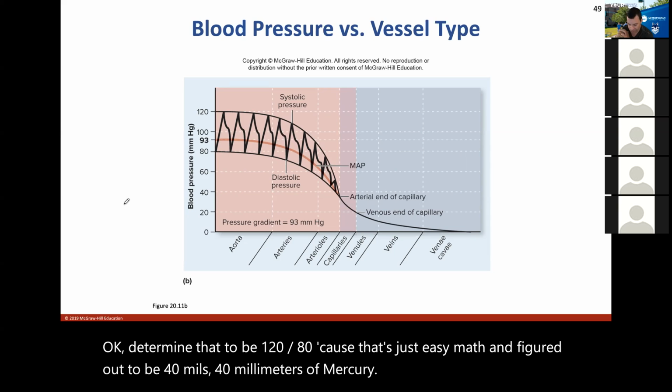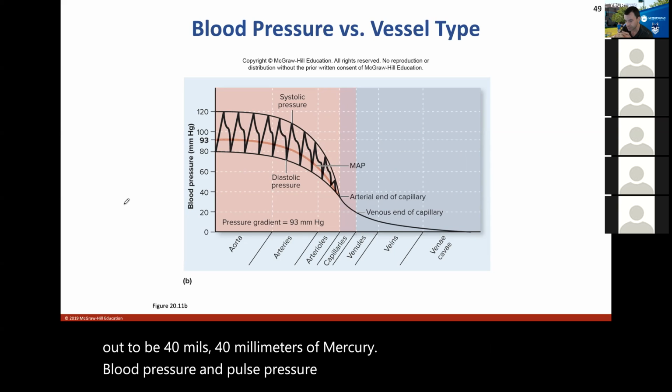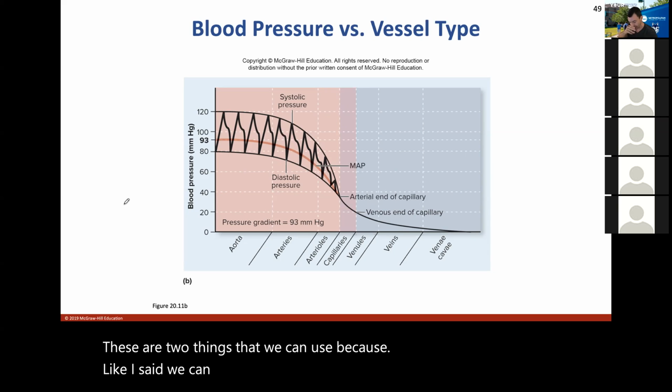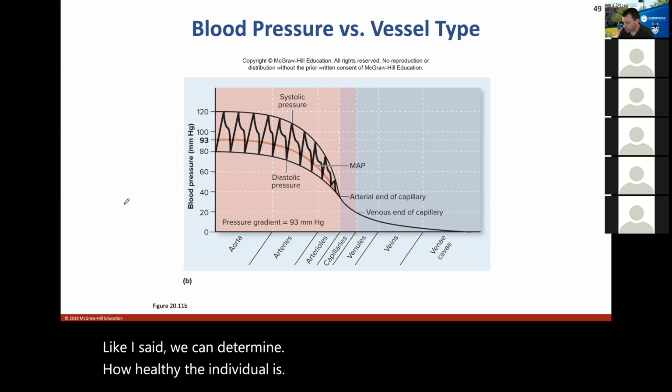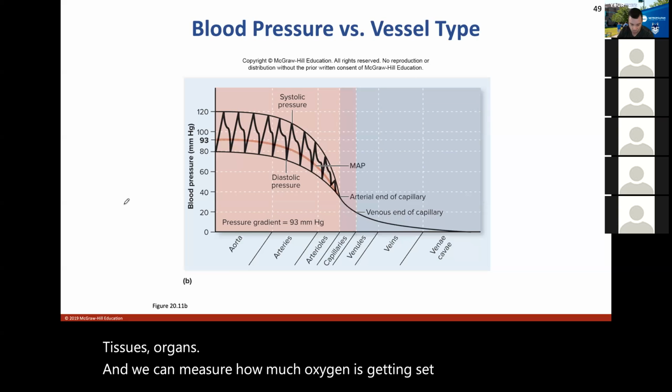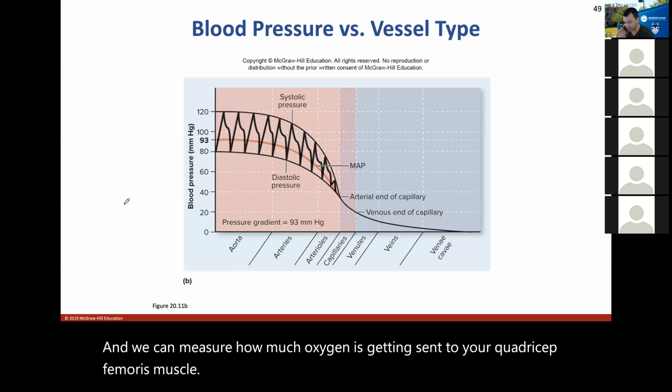Awesome. Blood pressure and pulse pressure, these are things that now we can use. These are two things that we can use because, like I said, we can determine how healthy the individual is. We can determine how much oxygen is ultimately being pushed to structures, tissues, organs. And we can measure how much oxygen is getting sent to your quadriceps femoris muscle. We can figure out how much is going to the brain.